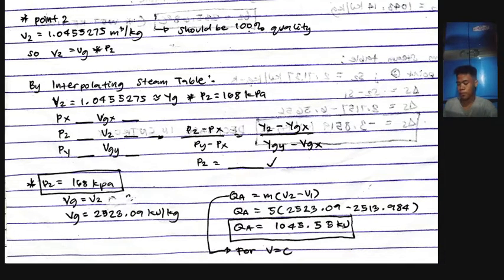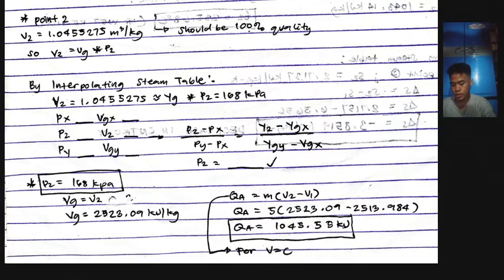V2 equals 1.0455275 meter cube per kilogram. Should be 100% quality. So V2 equals Vg at P2. By interpolating steam table, V2 equals 1.045575, that is equivalent to Vg at P2 equals 168 kilopascal. So okay.